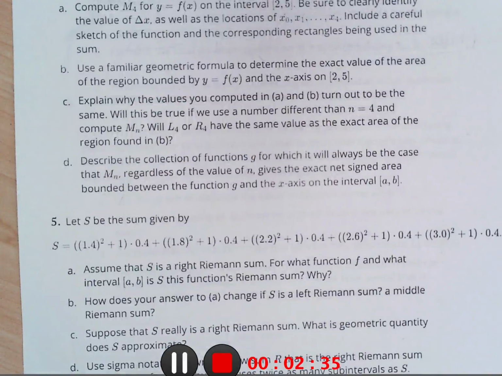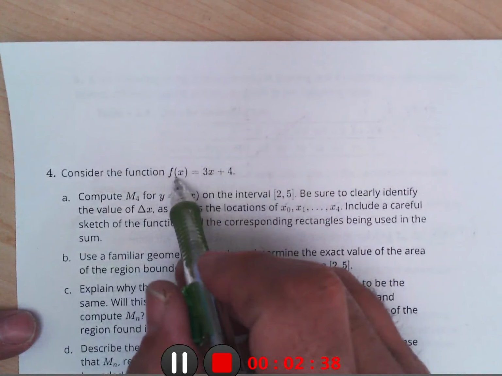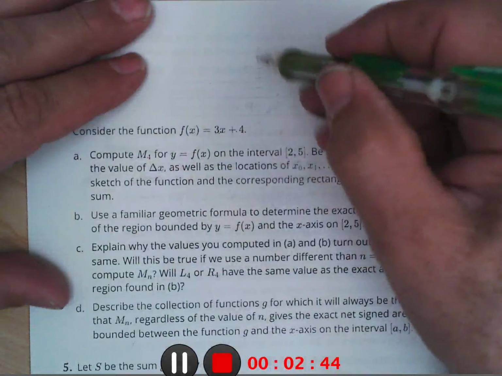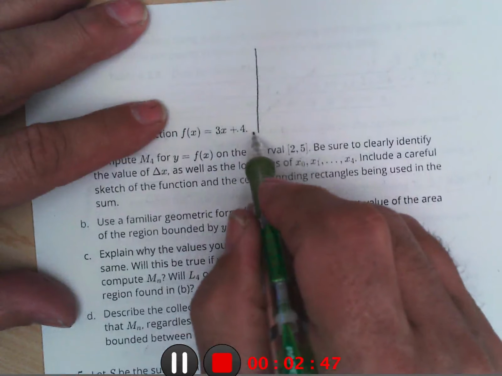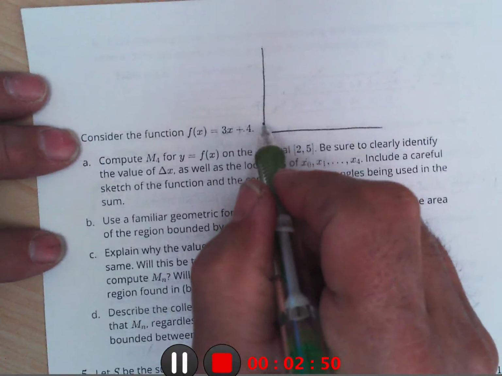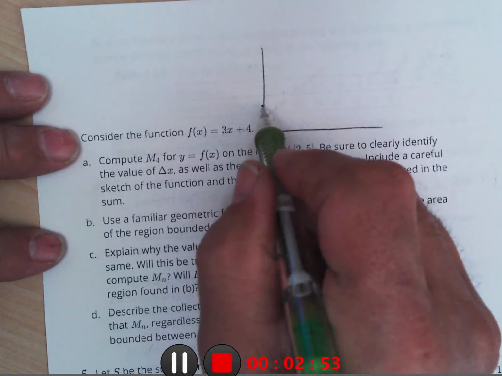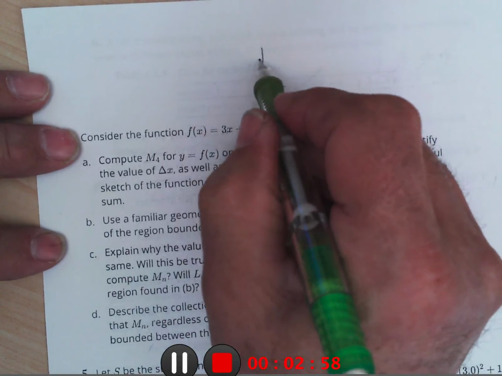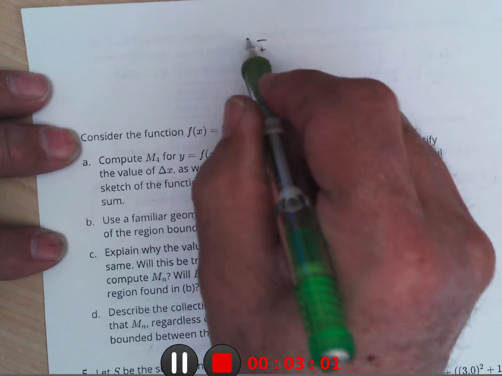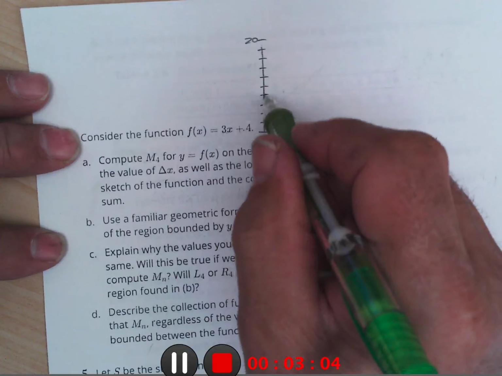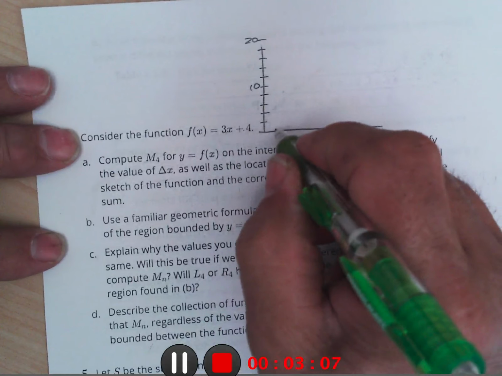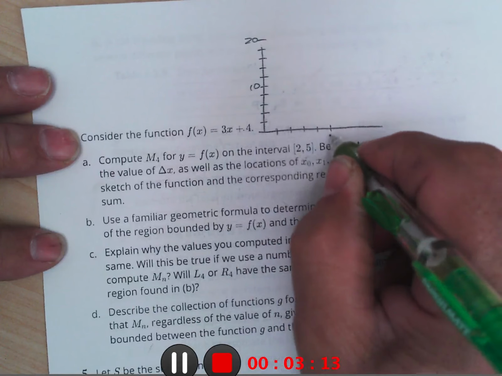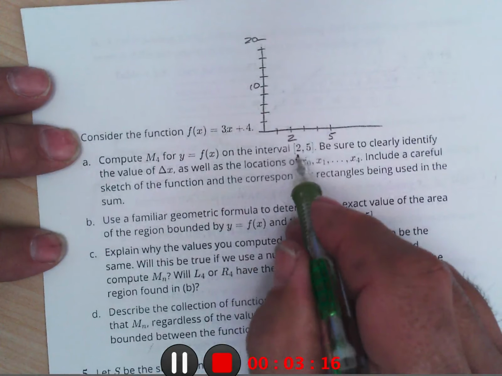Number 4, we have a graph of 3x plus 4. So I'm going to make a graph of that. So let's just go 2, 4, 6, 8, 10, 12, 14, 16, 18, 20, and we'll do 1, 2, 3, 4, 5. And we're supposed to do this between 2 and 5, find the area under this curve.